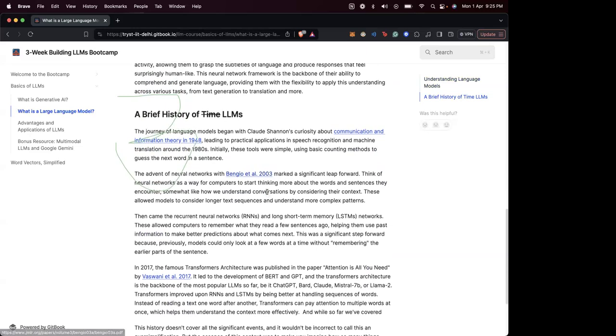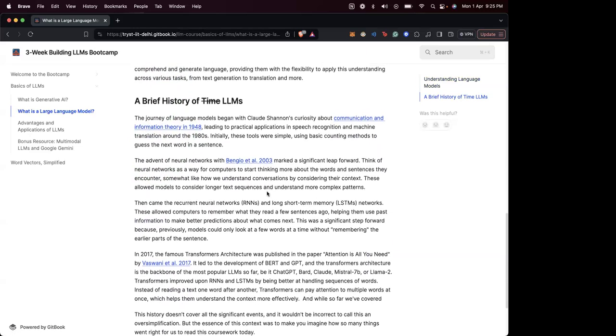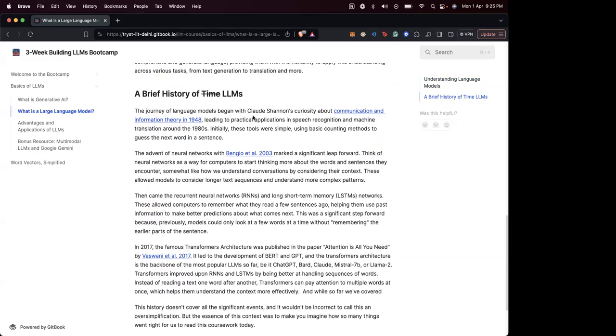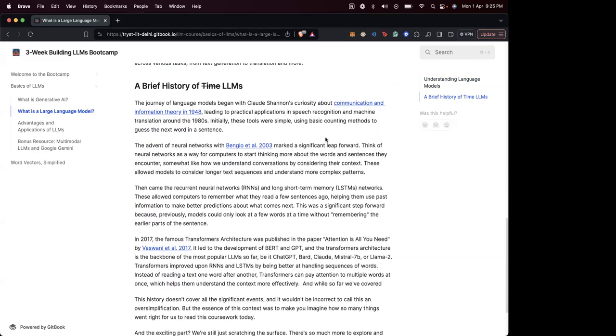So, a brief history of LLMs, of course. The journey of language models began with Claude Shannon's curiosity about communication and information theory in 1948. This led to a lot of practical applications in speech recognition and machine translation around the 1980s. Initially, these tools were simple, using basic counting methods to guess the next word in a sentence. Basic counting methods at that time were like simple frequency: what is the highest frequency, or, based on the last word, what is the next word, right?